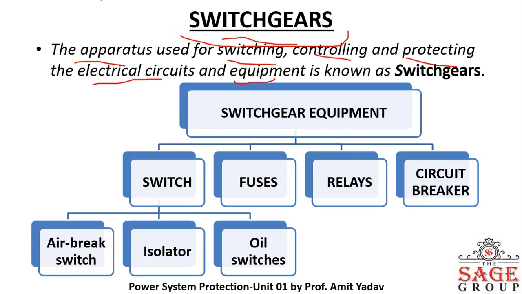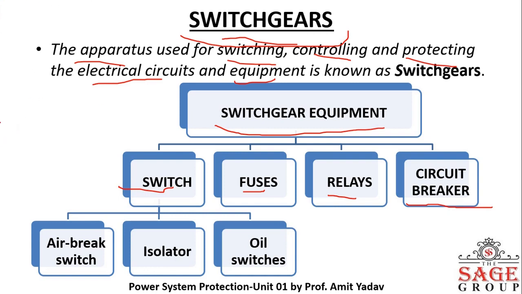Now in switchgear protection we have various types of equipment. The first one is switches, the second is fuse, the third is relays, and the fourth is circuit breaker. So these four are the basic equipments of switchgear. In this video I am going to give you a brief introduction about all these equipments and essential features of switchgears. So now coming to the switches.